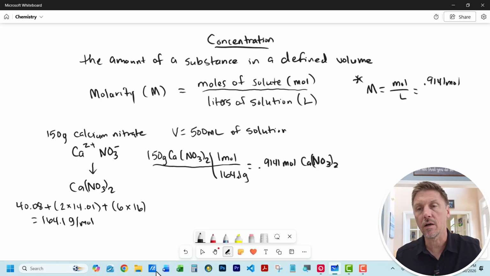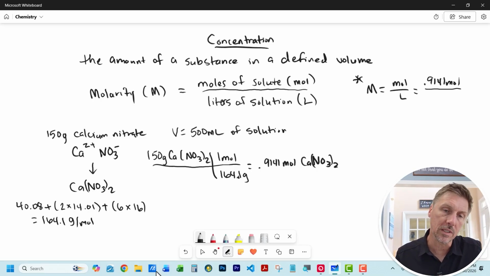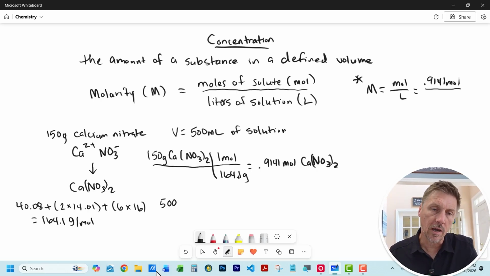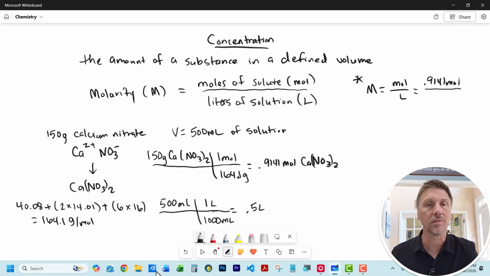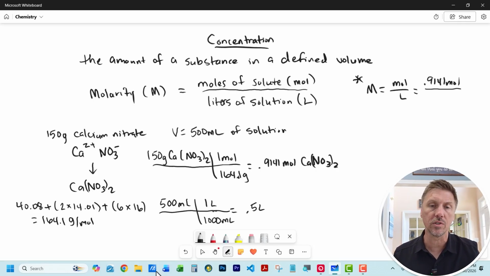They gave us the amount of solution not in liters, but in milliliters, so we've got to convert that to liters. I don't normally write this down, but just to refresh your memory, there are 1,000 milliliters in 1 liter. When we divide 500 by 1,000, we get 0.5 liters. Once you get good at using the beauty of the metric system, you can just move the decimal place to the left or to the right, depending on what conversion you need to do.